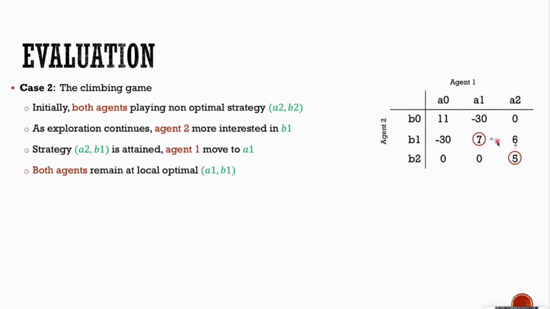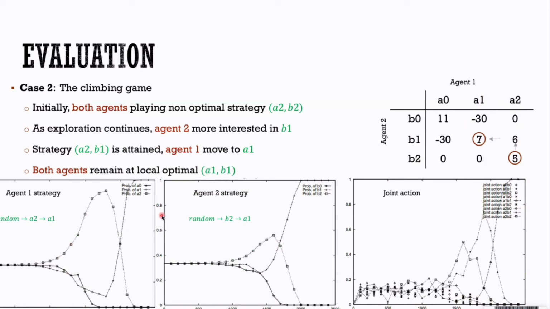So here is the plot showing the probability of choosing each action as I just described above. First of all, with the three options, the probability of each is the same. Then agent one starts being interested in action two, and then it will change its interest to action one and stick with the local optimum there. The same for agent two.